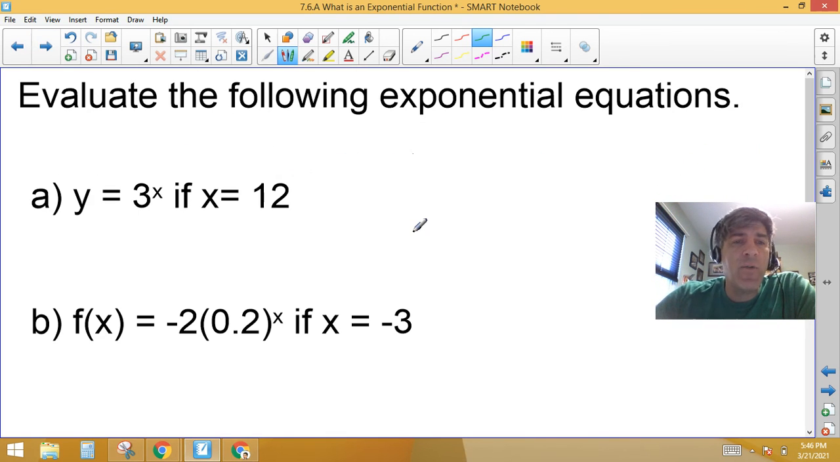All right, evaluate these, see what you get. Hopefully you can get them right. And if you don't understand why you did not, reach out to me, but enter it carefully in the calculator using the exponent.